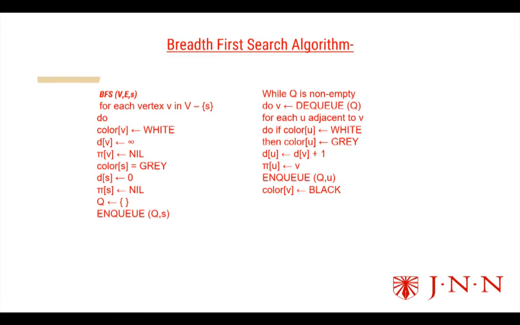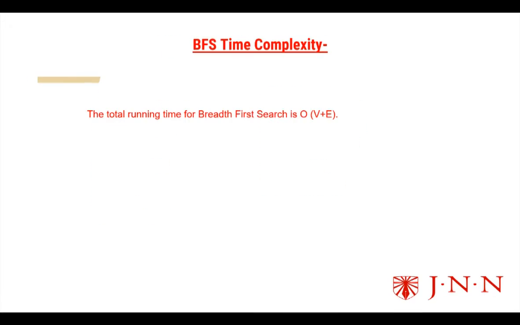Then that vertex's value is going to be incremented by 1. So that is the enqueue process which is going to be done. Once the enqueue process is over, the color of the vertex is going to become black. So the overall total running time of breadth first search, that is the time complexity, is big O of V plus E.